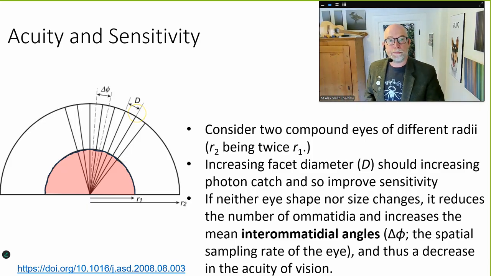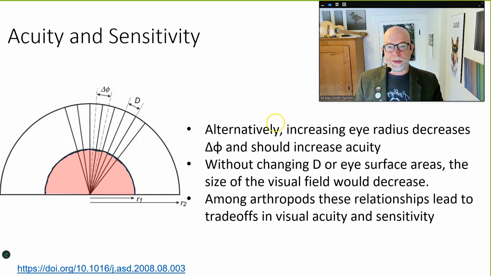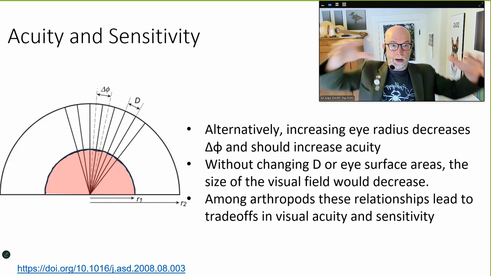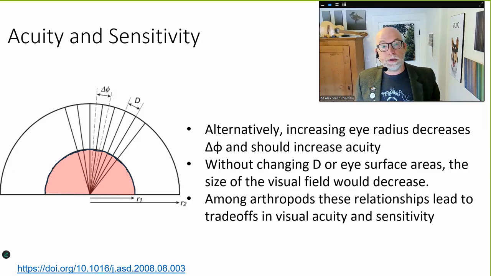The acuity being how sensitive you are to the edges of things. Alternatively, an organism could increase the eye radius. So you could think about a smaller eye and a bigger eye. That should decrease the interangle, and that should increase acuity, so you can see much more of the fine detail. But without changing the size or the shape of the ommatidium, or the surface area or shape of the eye, the visual field is going to change.